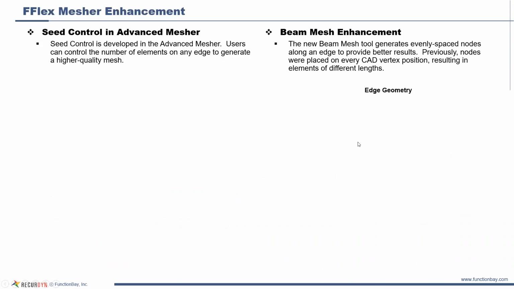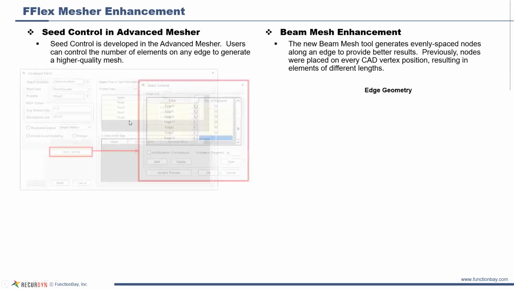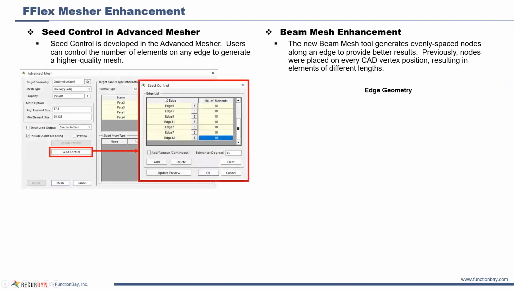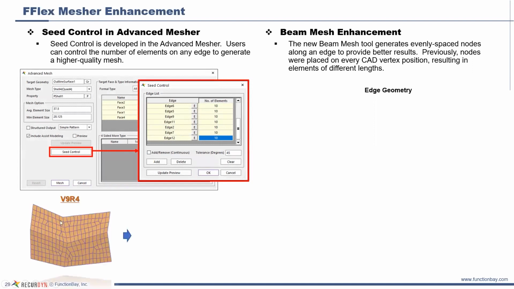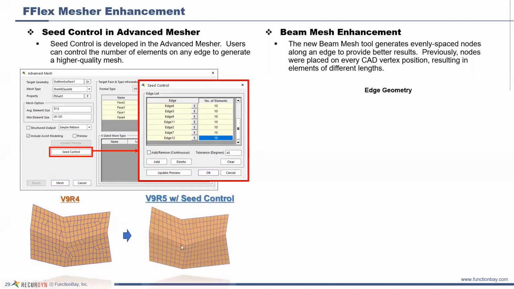There have also been some enhancements to the FLEX mesher. In the advanced mesher, there is something called seed control. This is something where you can basically define the number of elements that you want to have on particular edges. So this would be the initial mesh before you use seed control, and then after you use seed control, you can specify the number of elements on all the edges to obtain a more consistent mesh.